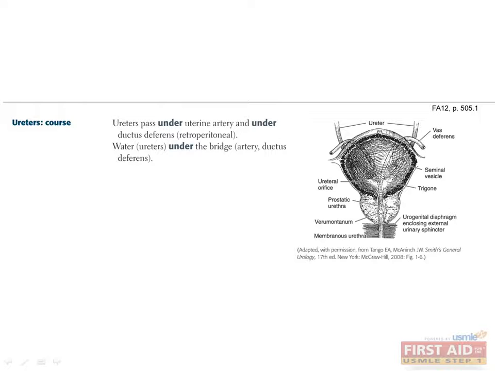The ureters are retroperitoneal and thus pass underneath the uterine artery or vas deferens on each side in their course to the bladder. One way to remember this is that the water goes under the bridge. This plays an important role in the surgery of this area, so this fact tends to be high yield on exams.